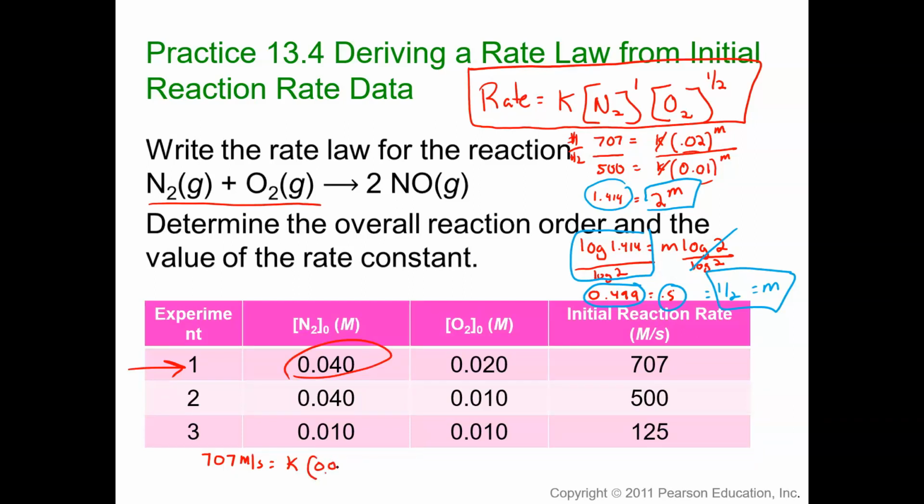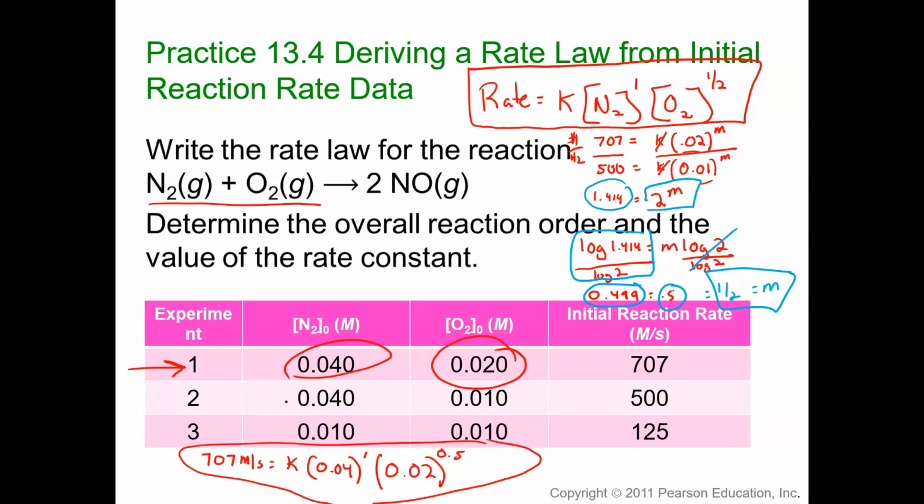So 0.04 to the 1 times O2 to the 1/2, which, by the way, in your calculator, do 0.5, it makes it so much easier. Don't put 1/2 in there. Too many fractions, your calculator goes bonkers. So I'm not going to solve this one just because we've done this a bunch, and then we solve for our k.